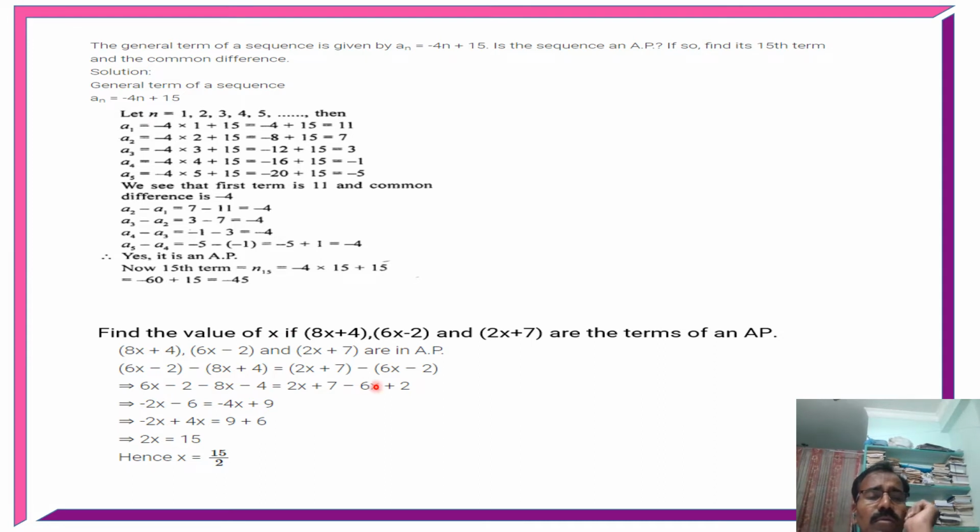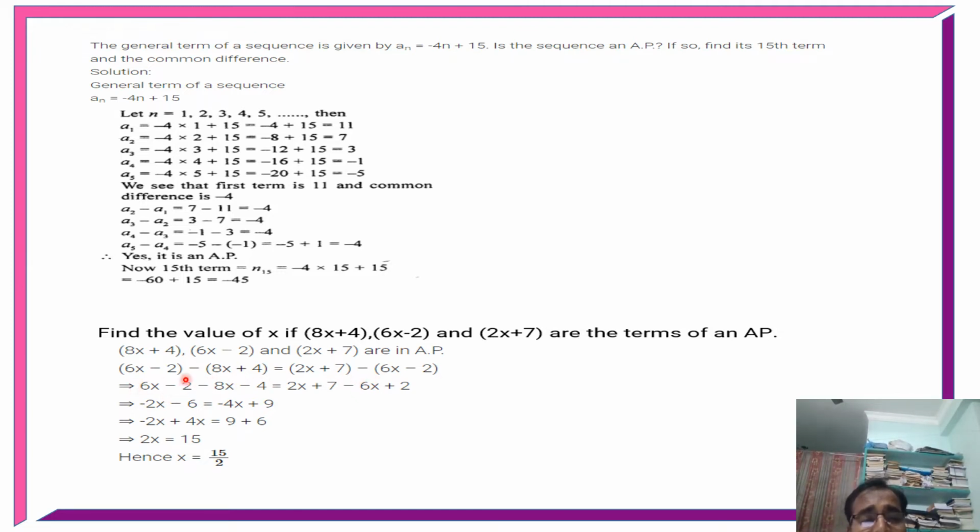So the next problem: find the value of x if the 3 terms 8x plus 4, 6x minus 2, 2x plus 7 are in AP. To check, if it is an AP, the difference a2 minus a1 must be equal to a3 minus a2. So 6x minus 2 minus of 8x plus 4 must be equal to 2x plus 7 minus of 6x minus 2. When we multiply by the minus symbol, be a little careful, students.